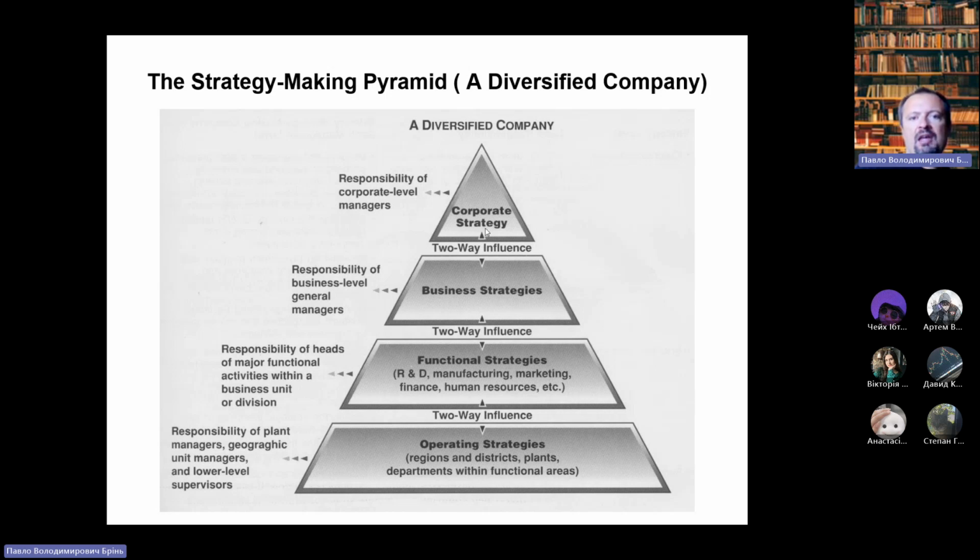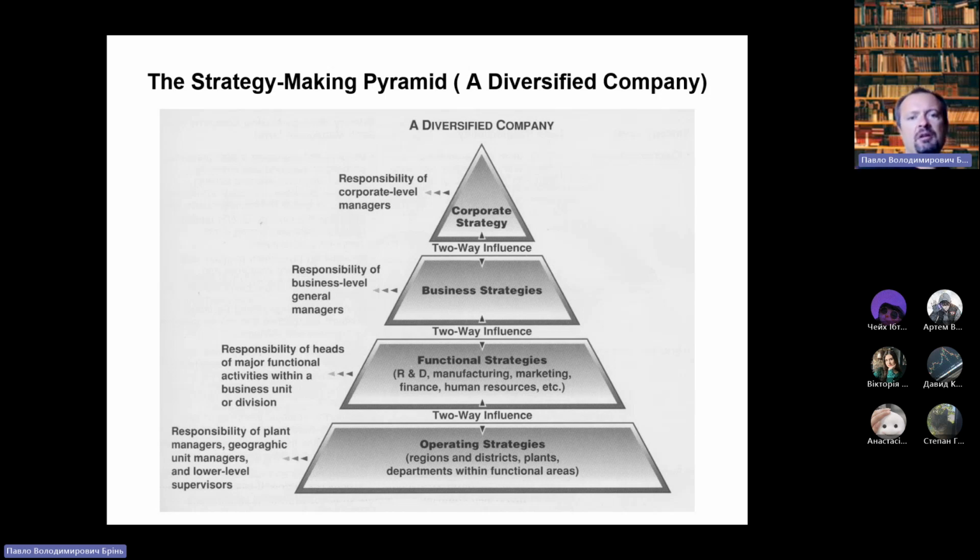I'm stressing that here corporate strategy is in singular, but business strategies, functional strategies, and operating strategies are in plural. Sorry, maybe it was my mistake. One more time. Corporate strategy in singular, because any diversified company has just one corporate strategy.